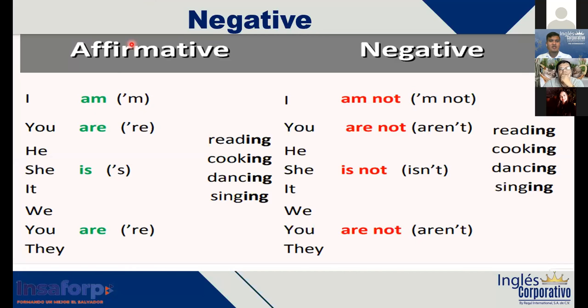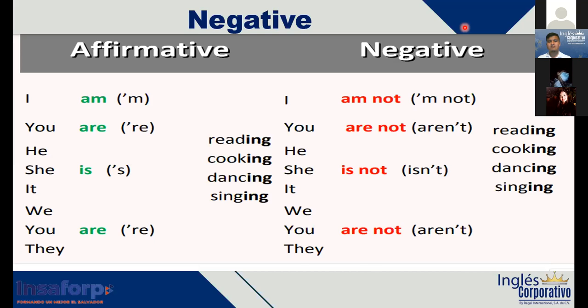Adriana, please help me make the affirmative form, both ways, using "I am" and also the contractions. Only affirmative. I am reading. I'm reading. Excellent. All of them, please.